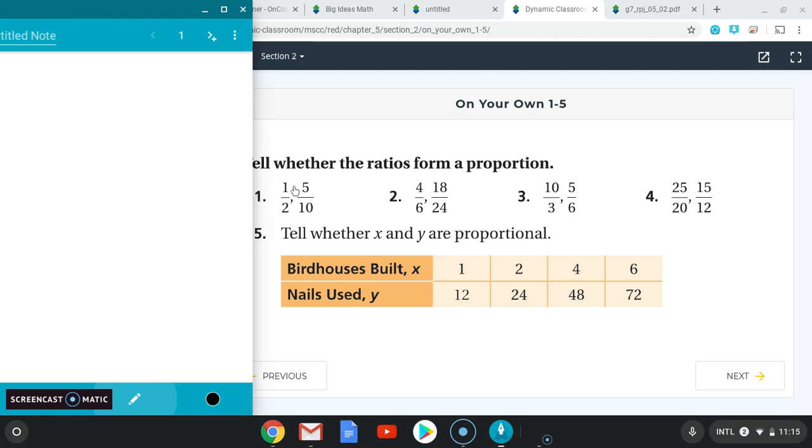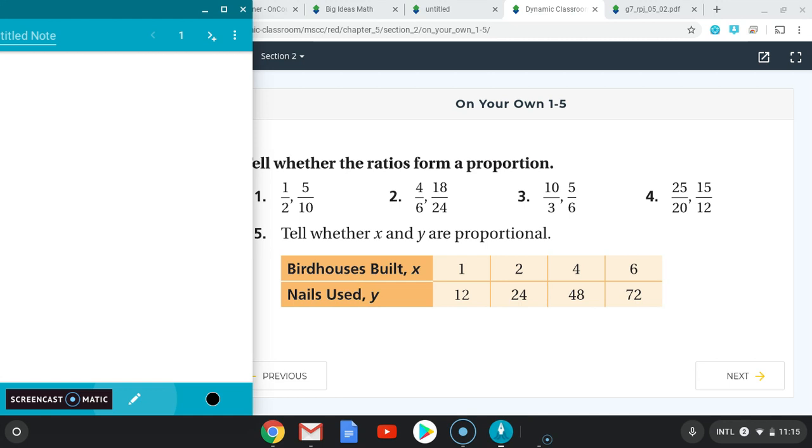So one example we did together, if we have 1 over 2 and 5 over 10, you would either simplify. This is fully simplified, this 1/2, but you could simplify 5 over 10 into 1/2 and say, yes, it's proportional, or you'd multiply 2 times 5, you get 10, 10 times 1, and get 10, and say, yes, proportional. So that's one type of problem you've already done.